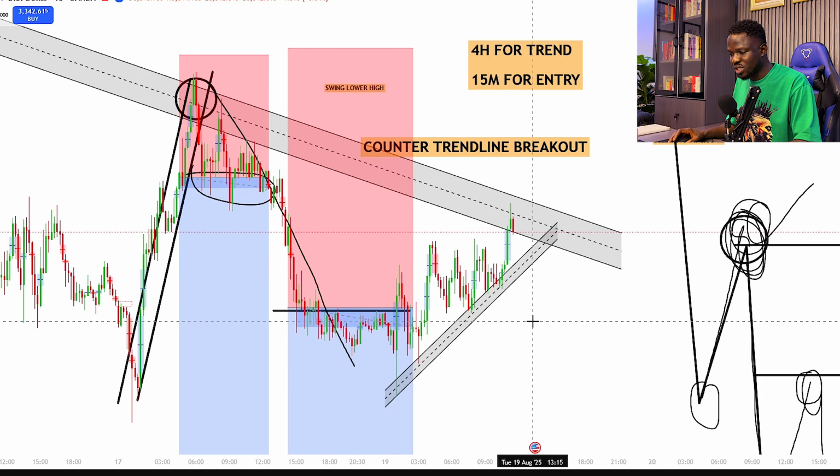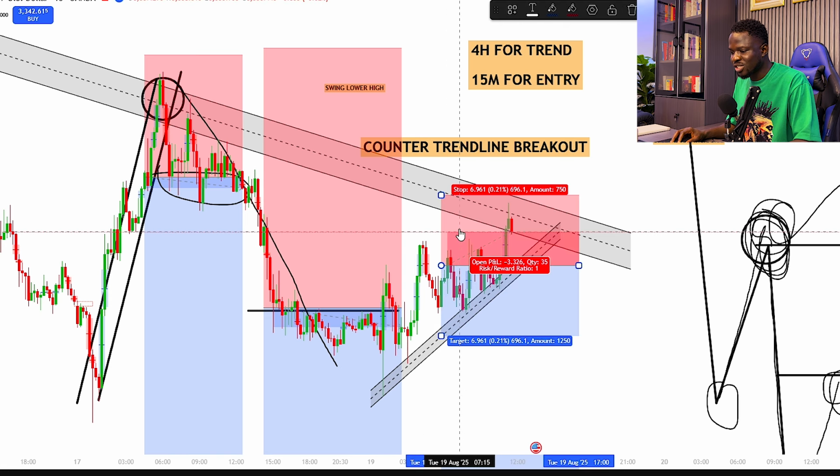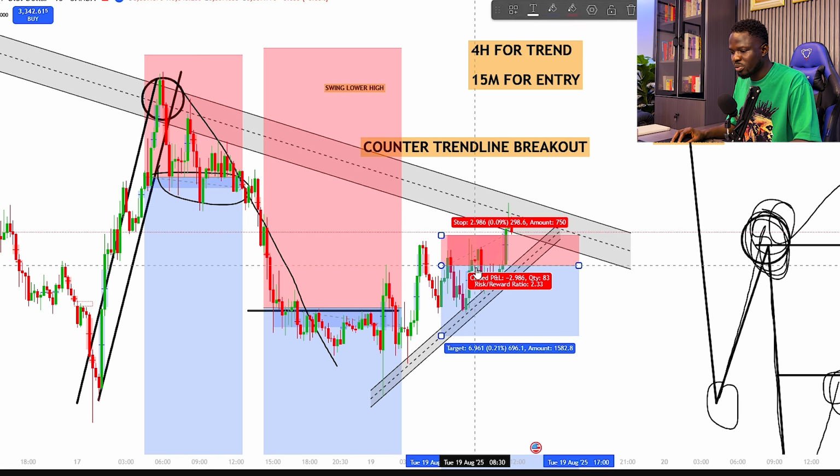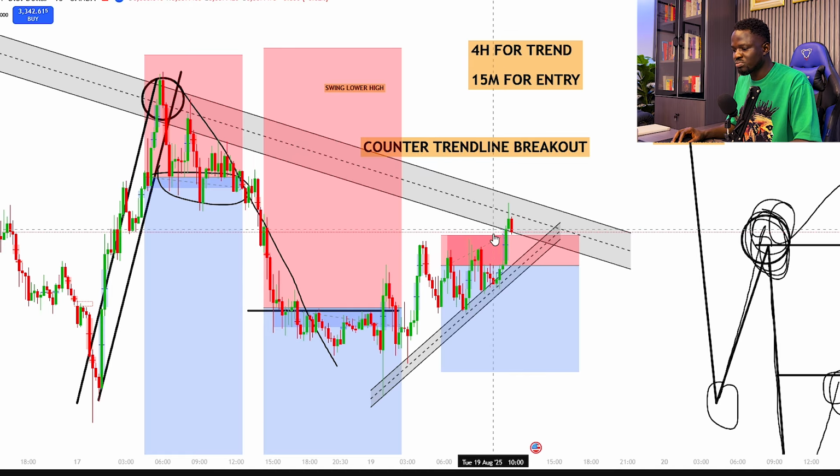Imagine I'm not a patient trader. I just want to enter the trade blindly, right? Let's assume I enter a trade here, then I put my stop loss above here. What would have happened? I would have lost this trade because I was not patient. You have to be a patient trader and follow your entry criteria, your rules.